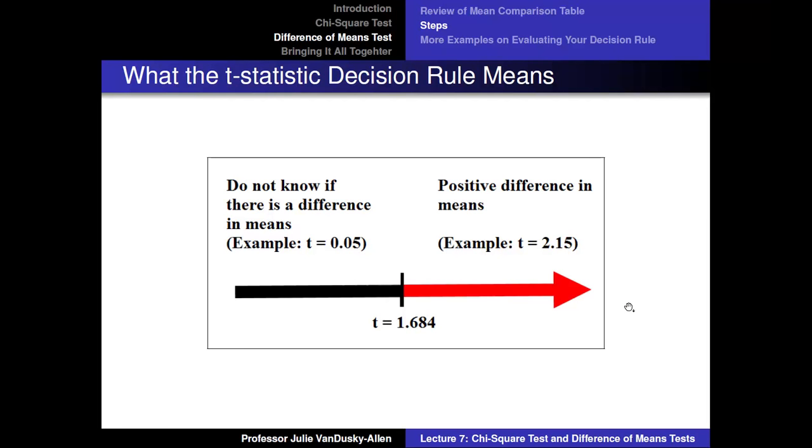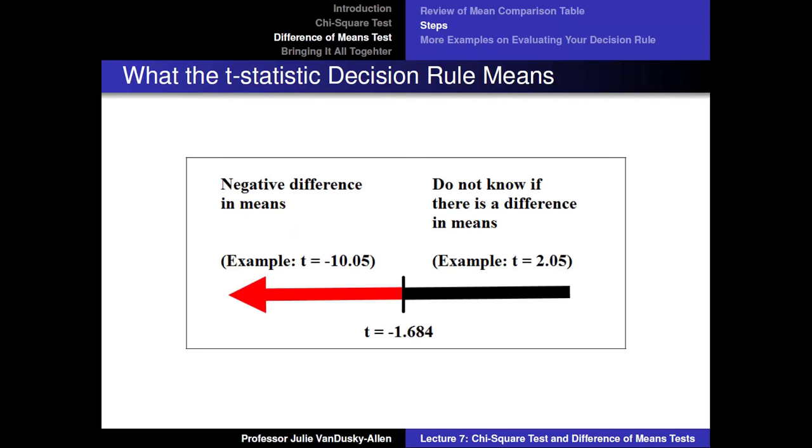Alternatively, if you think there's a negative difference in means, and the t-value from table 6.4 that you use in your decision rule was negative 1.684, if the t you calculate is less than negative 1.684, then you could say there's a negative difference in means. If the t you calculate is greater than negative 1.684, then you would say that you don't know if there's a difference in means.